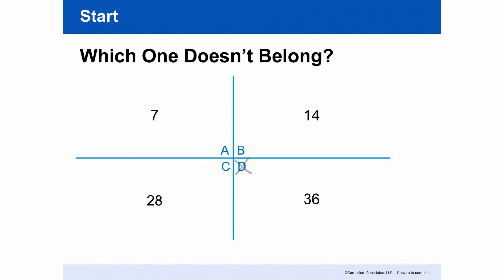We are first going to start with our start question. Which one does not belong? So when I look at these, I see I have 7, 14, 28, and 36. I see that 7 can be multiplied to make 14. 7 can be multiplied to make 28, but 7 cannot be multiplied to make 36. So that's the thinking pattern that we want to be going on here. What can 7 be multiplied by to make it into something else?